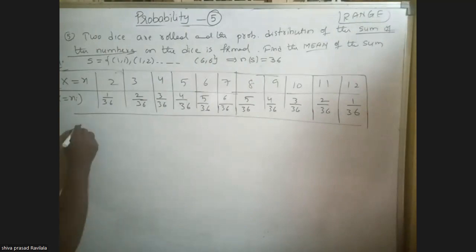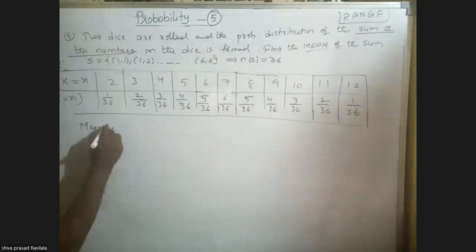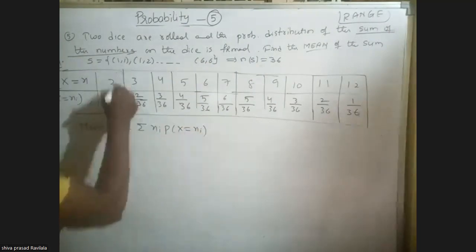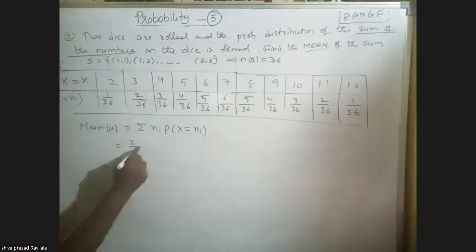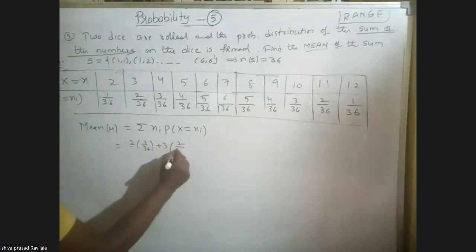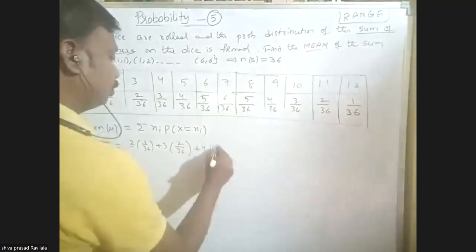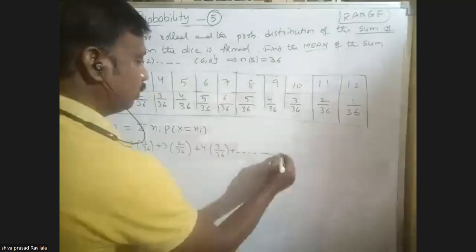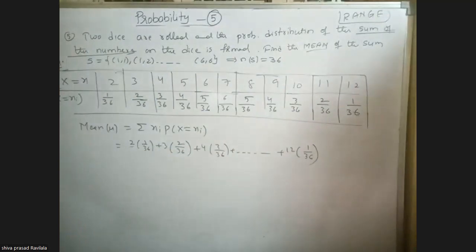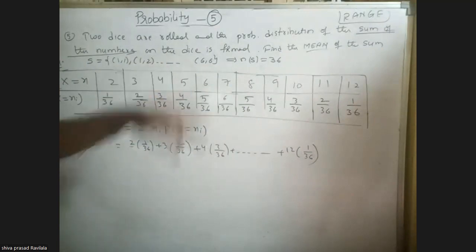Okay, and the mean mu is equal to, by our formula, summation of xi into probability of x equal to xi, the product of these two. To do this, students: 2 into 1 by 36 plus 3 into 2 by 36 plus 4 into 3 by 36 plus so on. I am writing the last one, 12 into 1 by 36. 1 by 36 common. 2, 3 twos are 6, 4 threes are 12, 5 fours are 20, 6 fives are 30, 7 sixes are 42, 8 fives are 40, next 36, 30, 12, and 12. 22 and 12.